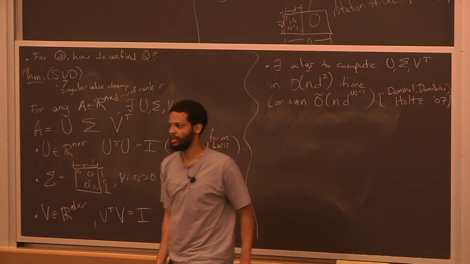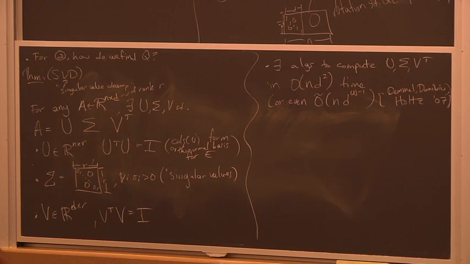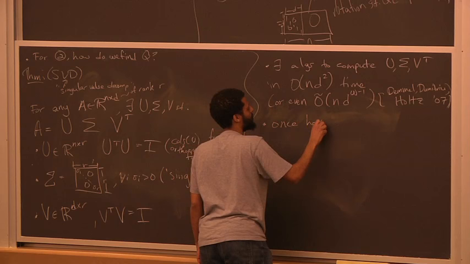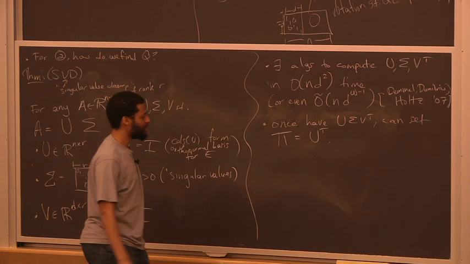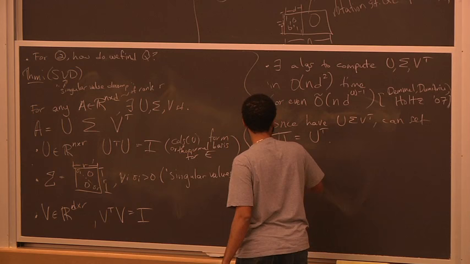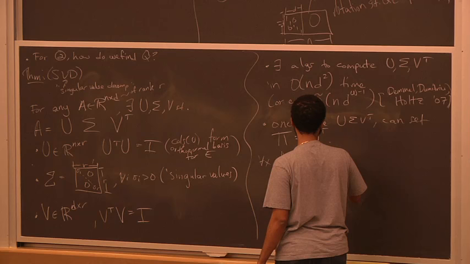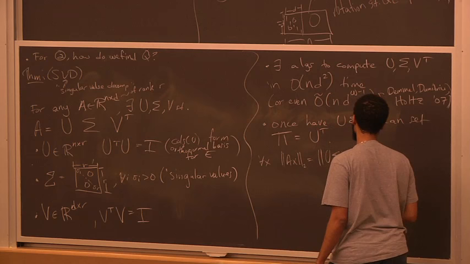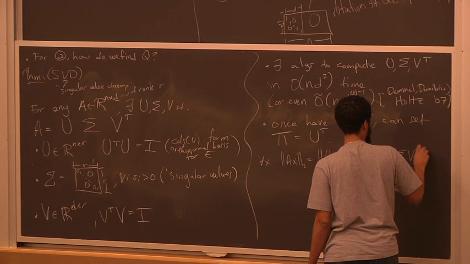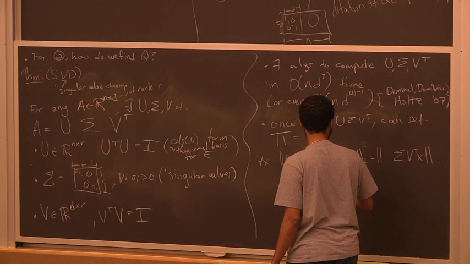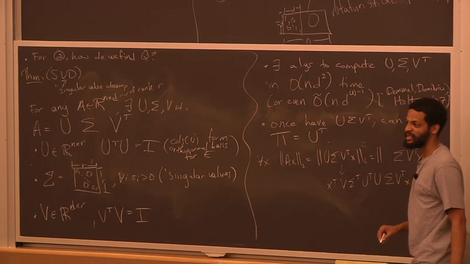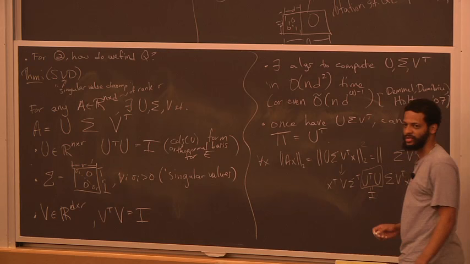So once we have this decomposition, once we have U sigma V transpose, we can set pi to just be U transpose. Notice that for all x, the L2 norm of Ax is the same as the norm of U sigma V transpose x, which is equal to the norm of sigma V transpose x. So U doesn't change the norm. The easy way to see that is if you square this thing, you get x transpose V sigma transpose U transpose U sigma V transpose x. But U transpose U is the identity, so you can just remove U, and it doesn't change the norm.